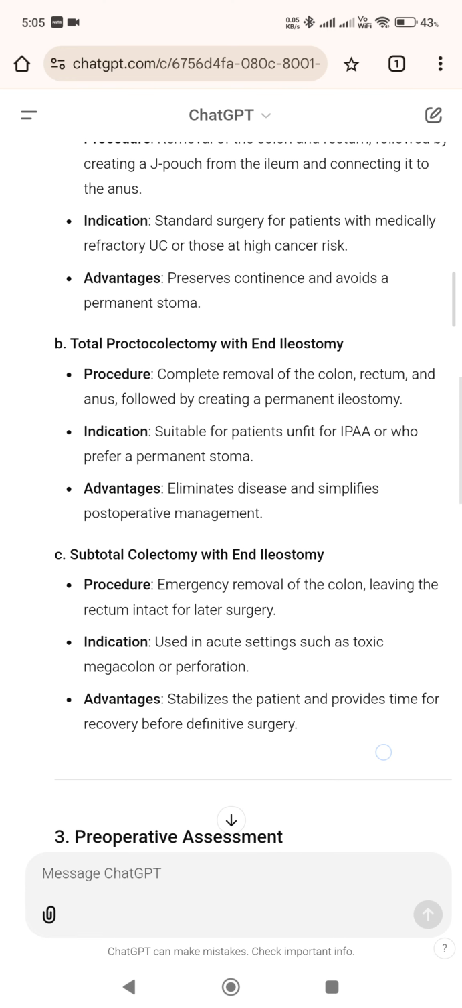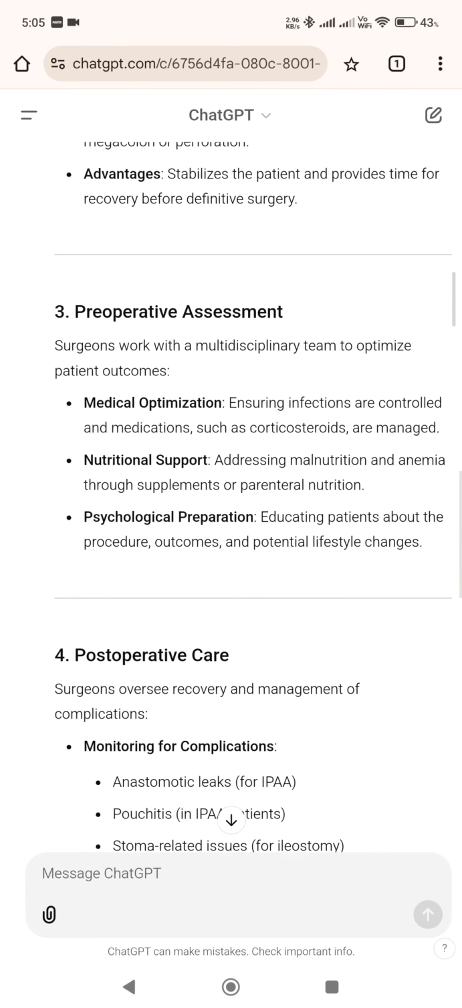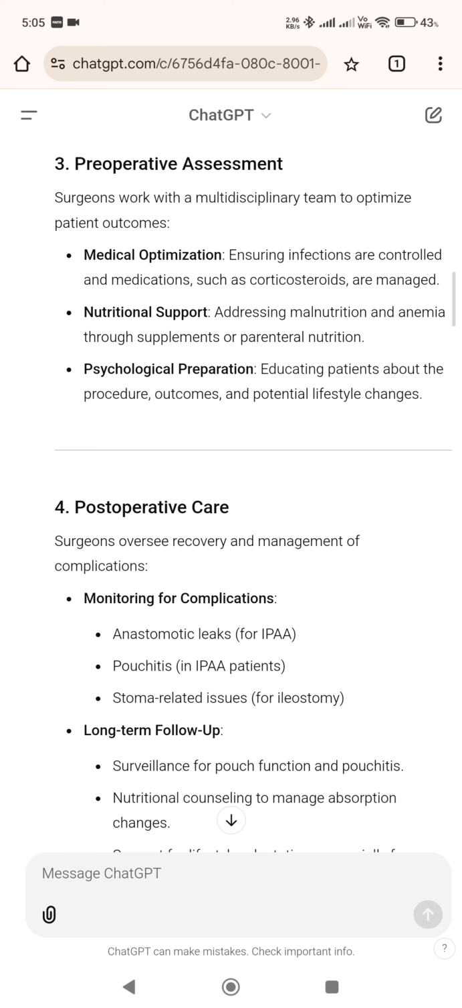3. Preoperative assessment. Surgeons work with a multidisciplinary team to optimize patient outcomes. Medical optimization, ensuring infections are controlled and medications such as corticosteroids are managed. Nutritional support, addressing malnutrition and anemia through supplements or parenteral nutrition. Psychological preparation, educating patients about the procedure, outcomes, and potential lifestyle changes.